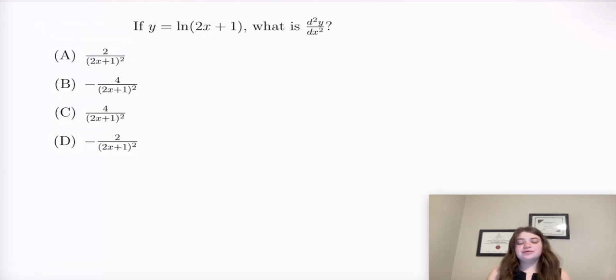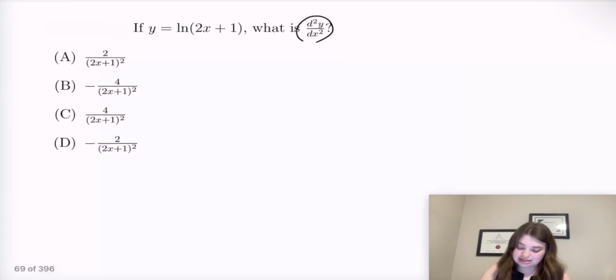All right, so here's another one. This one asks, if y is equal to ln of 2x plus 1, what is the second derivative? This is just different notation to say the second derivative. So once again, in order to find the second derivative, I first need to find the first derivative. All right, so in order to do that, I'm going to need to use the chain rule. This one isn't as simple as the power rule.